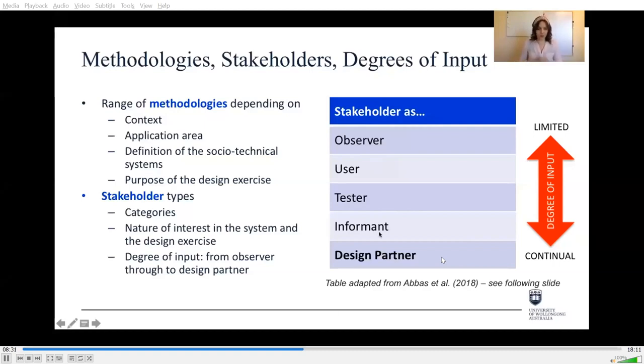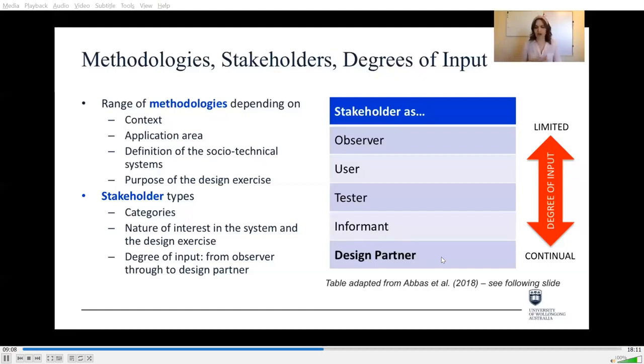You have informant, which tends to be on the moderate to high side in terms of degrees of input, and that is where co-design partners or stakeholders are quite influential in the early stages of a co-design effort, for example, or in the preliminary design process. And then you have the co-design partnership, which is really characterised by this continual degree of input, where stakeholders are almost on a level playing field with the actual systems designers and developers and assume a very active role in the design process.